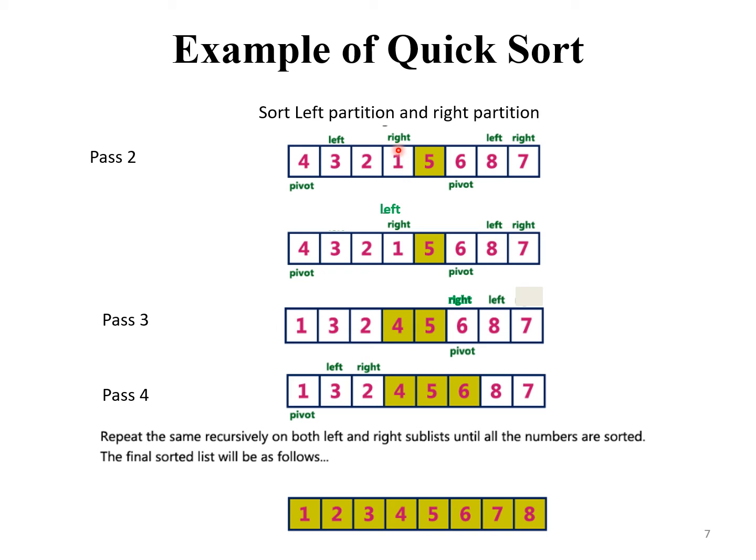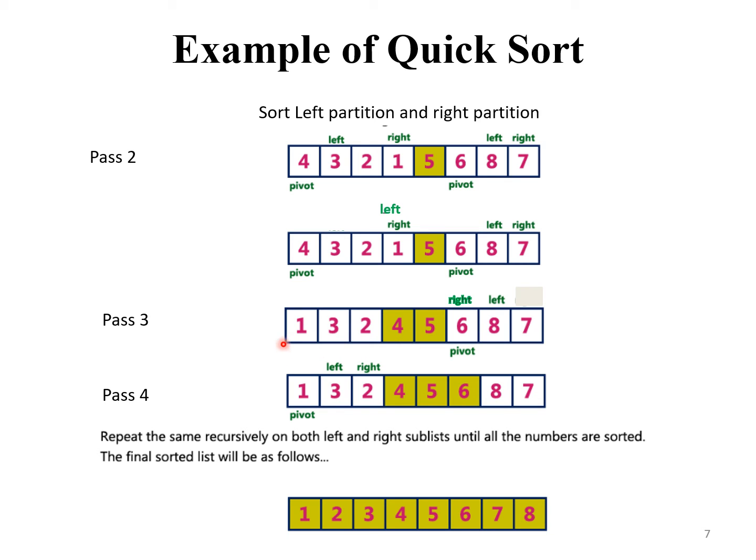So now we check with the right pointer. Right is greater than the pivot element, but here the condition is false because the right element is 1, and 1 is greater than 4 is false. That's why we exchange, meaning swap, these two elements, 1 and 4. So now 1 is in the first position and 4 is in its fixed position.